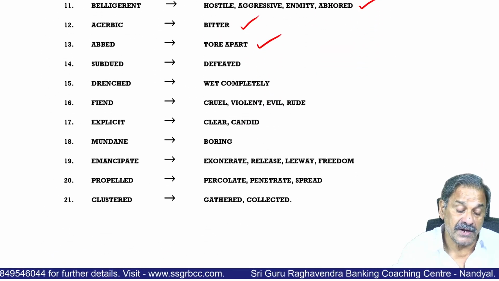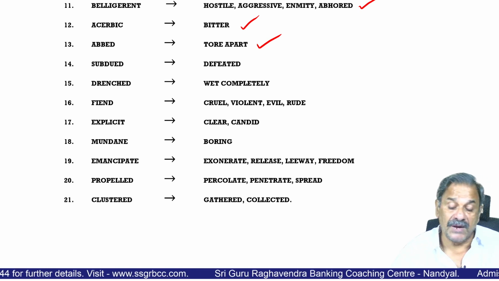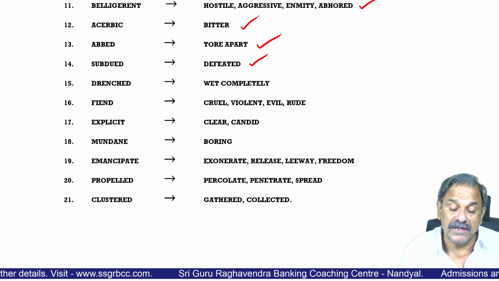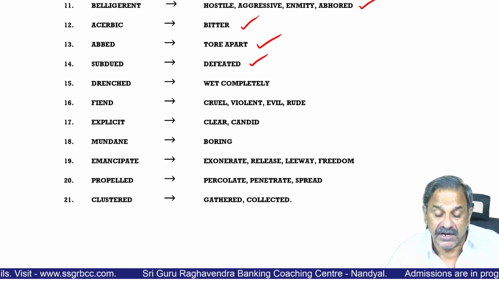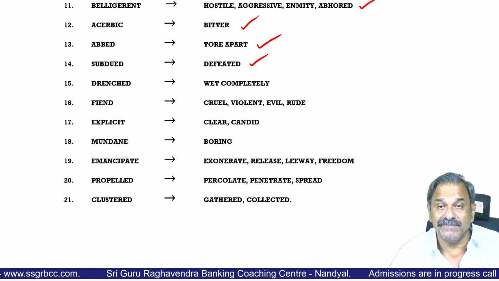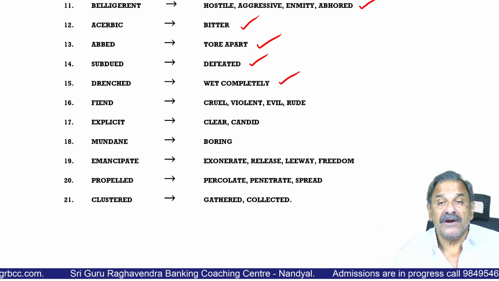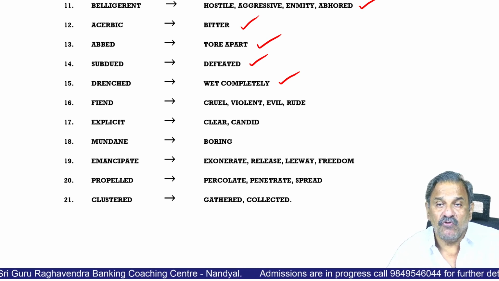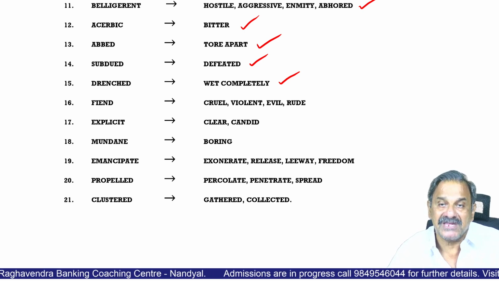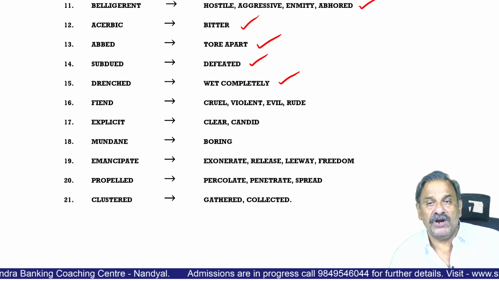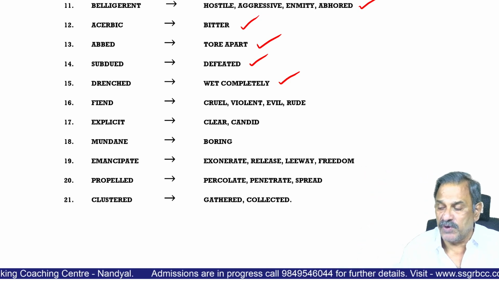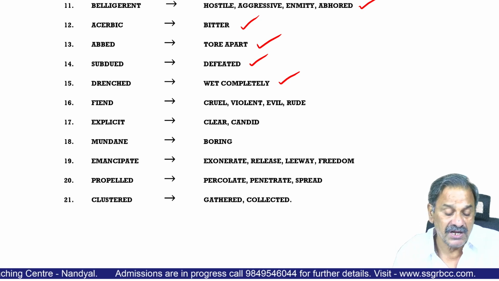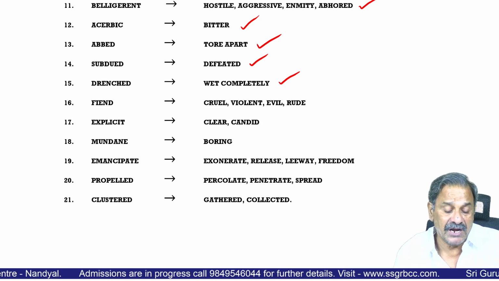Then next, subdued. Subdued means defeated. Then drenched means wet completely. Yesterday evening while I was going to market, I was drenched. నిన్న దినం మార్కెట్ పోయేటప్పుడు నేను పూర్తిగా తడిచిపోయాను, ఎందుకంటే వర్షం పడింది. కాబట్టి drenched means wet completely.